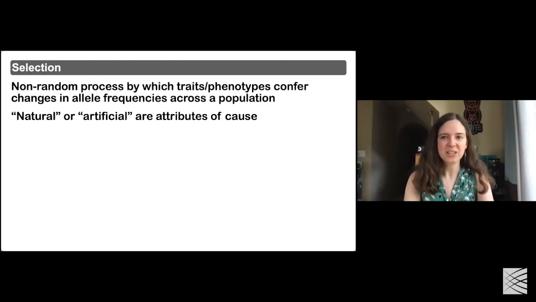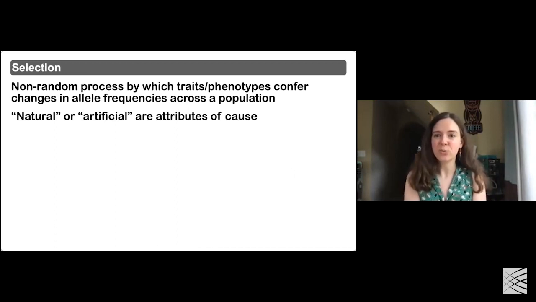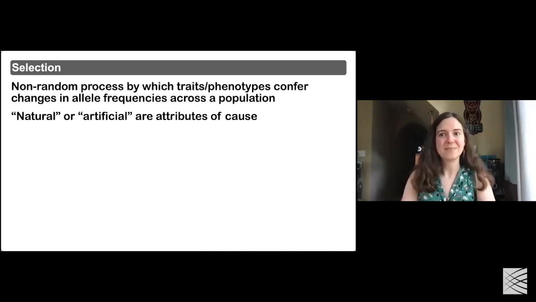I'm going to kick it off with a few definitions for PopGen processes at play in any population, including dogs. The first is genetic selection. Genetic selection is the non-random process through which phenotypes influence the changes in allele frequencies across a population. When someone says natural selection or artificial selection, it's really an attribution of the cause of selection, such as from survival and fitness in the wild versus human-directed breeding of a domestic species.